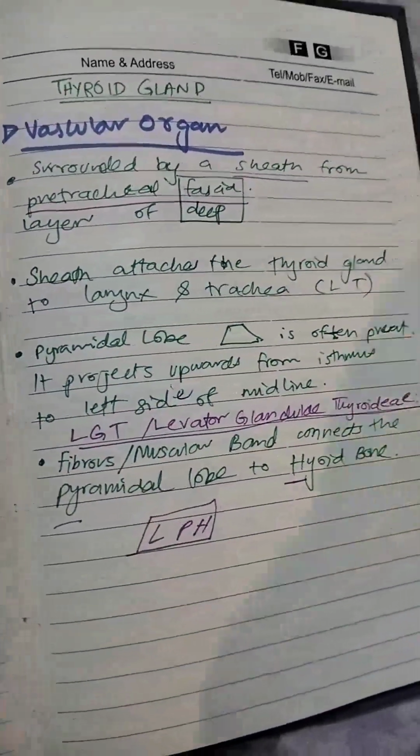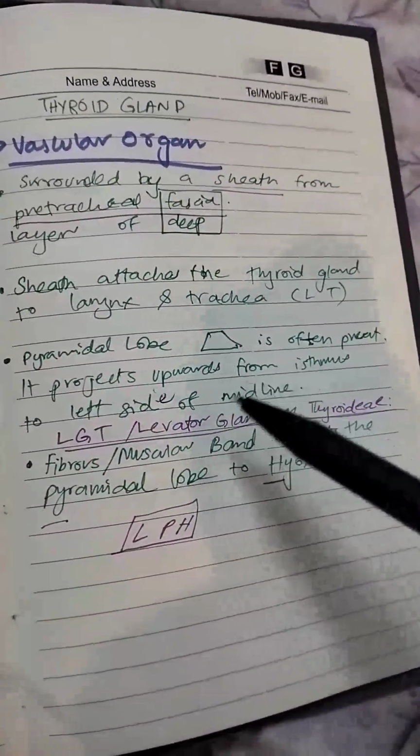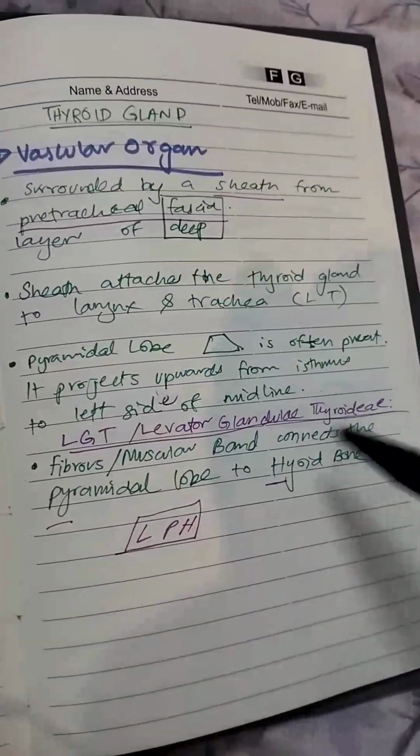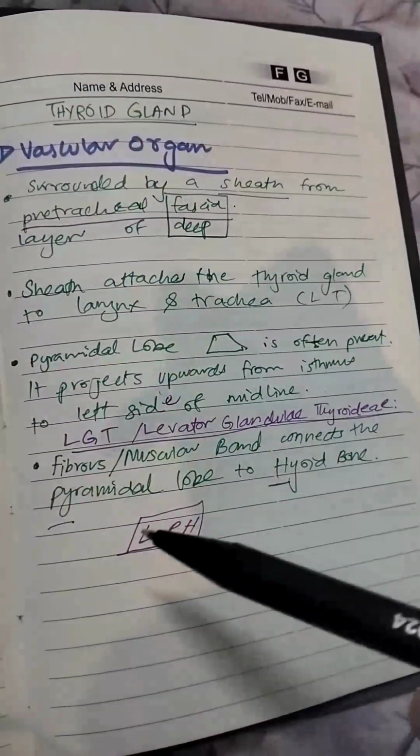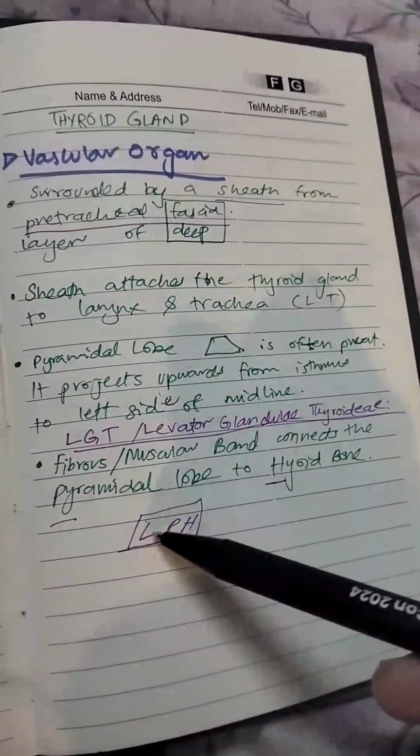Now let's talk about a fibrous or muscular band. This muscular band is also known as the LGT or levator glandulae thyroideae, and it is going to connect the pyramidal lobe to the hyoid bone. So you can remember this with LPH.